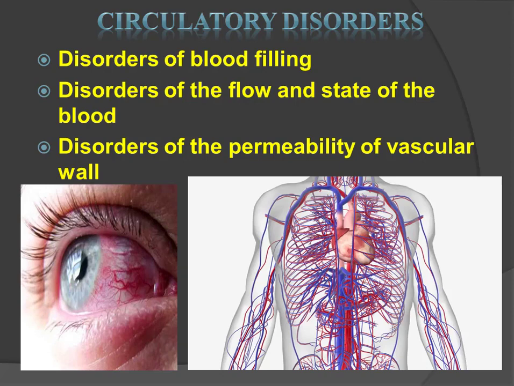Hemodynamic disorders can be divided into three main groups: disorders of the blood supply, that is arterial hyperemia, venous congestion, and ischemia; disorders of the permeability of the vascular wall: bleeding, hemorrhage, plasmorrhagia; and last, disorders of the flow and state of the blood: stasis, sludge syndromes, thrombosis, and embolism.